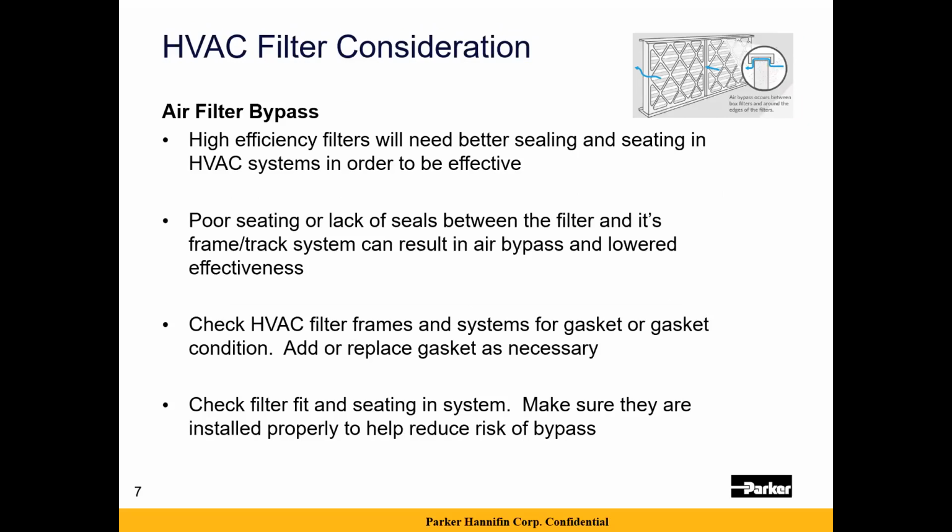The second is air bypass. Generally, again, as you increase filter efficiency and you increase resistance, you also increase the potential for bypass. And bypass is air that leaks around the filter, does not go through the filter media. And anywhere where the air leaks around the filter, that air is not filtered and therefore contaminant can bypass that filter. So it makes it less effective in your HVAC system.